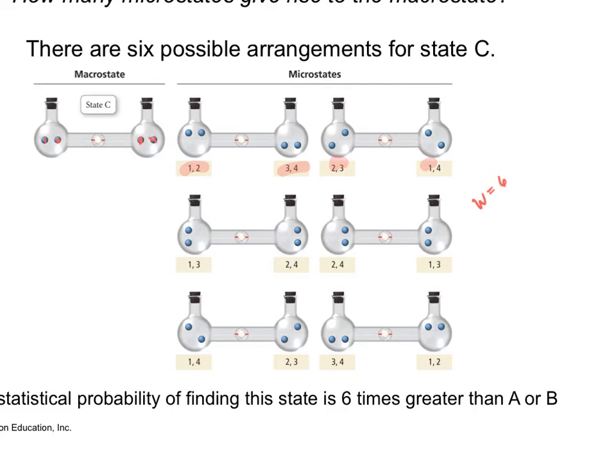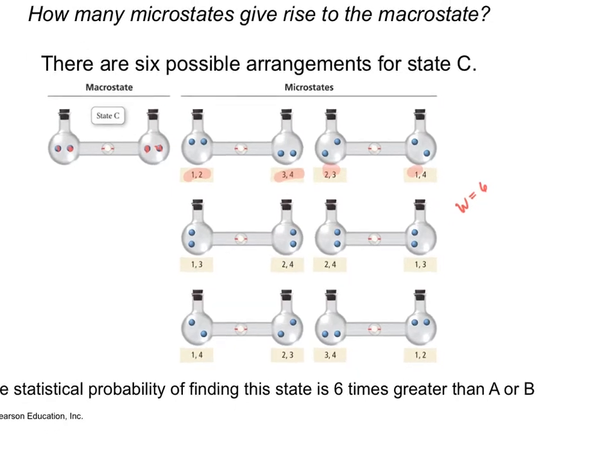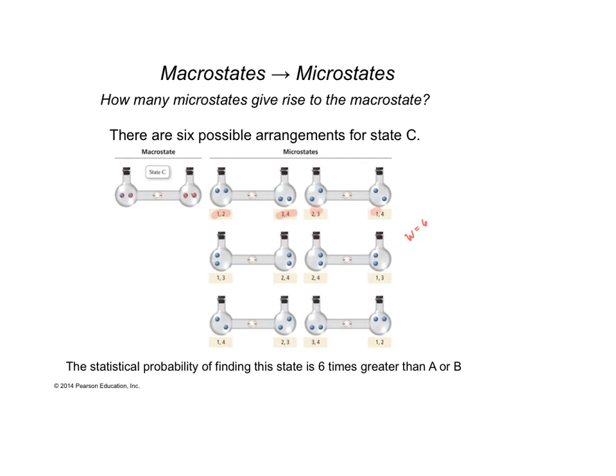You get 6 possible ways, so because of that, the probability of finding this state is 6 times more probable than finding them all in one or all in the other, okay? Now, that doesn't seem like that big of a deal. 1 in 6, right? You could probably find all in one and all in the other, but as we increase the number of molecules that we put in here, that probability is going to increase gigantically, all right?